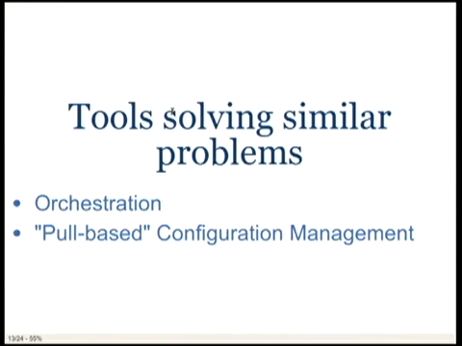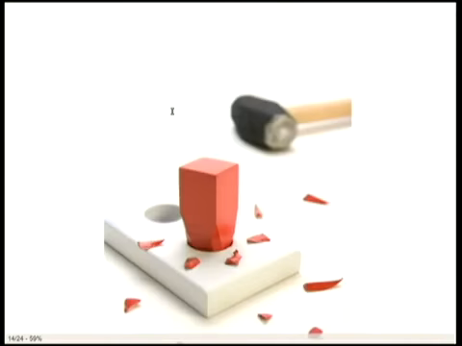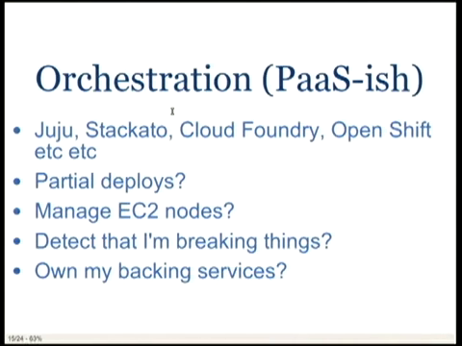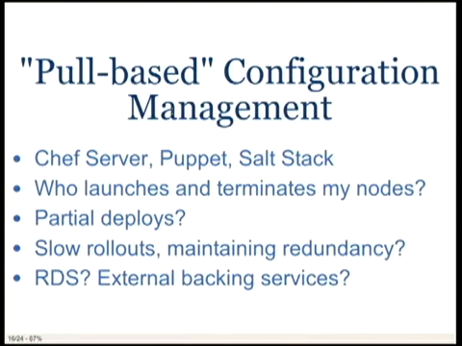So we have orchestration tools and we have pull-based configuration management tools, and these are good tools and we should use them, but that's not the same problem. Orchestration is cool, but a real deploy is: I want to deploy to part of my servers and see if things are good and then roll back if they're not. I need to manage my EC2 nodes because I need to launch them a lot or take them down. And if my tool is "step one, do a bunch of stuff and then deploy your thing," that's not really a tool. I need to own my backing services and my redundancy, and I need to detect that I'm breaking things.